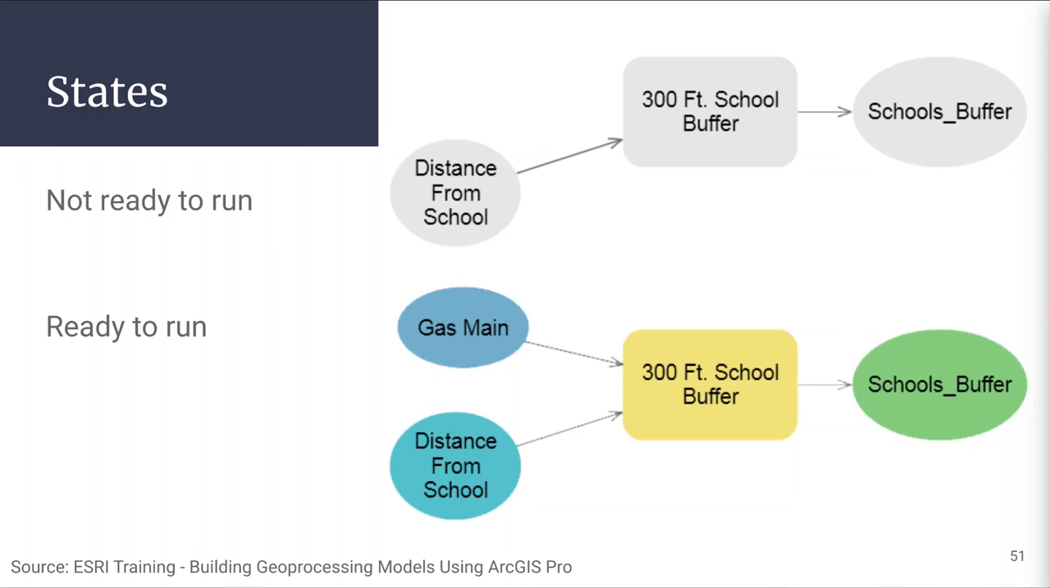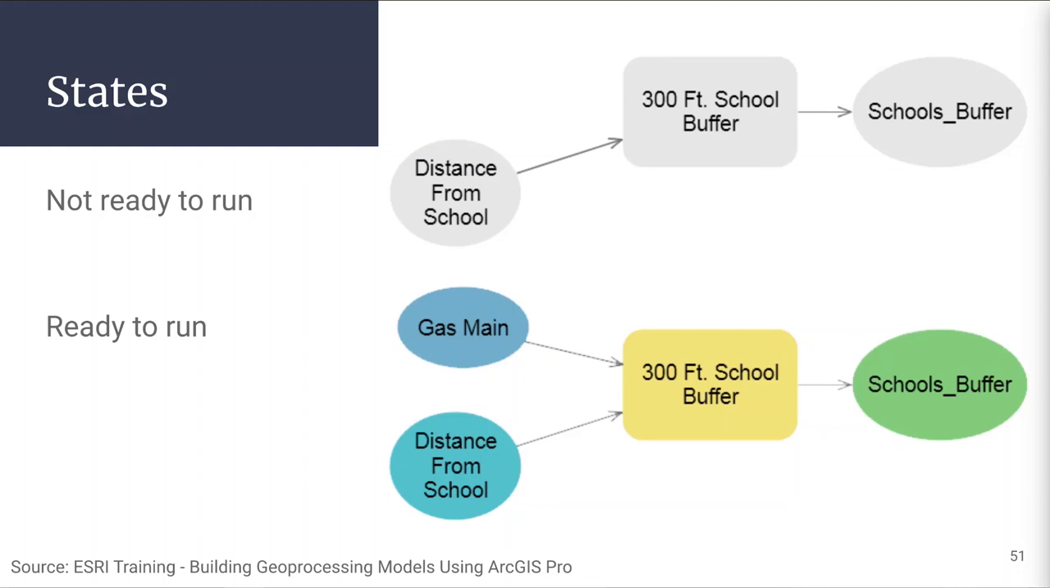Maybe all the data that's required to run the tools that you've put into your model isn't connected in the right way, or there's missing input data, so these tools can't be run. Otherwise, there could be some other problem with it. So in this case, the 300-foot school buffer actually needs more info. There's going to be a distance, which is distance from school, but we actually need information on where the schools are. You can't run a buffer around schools if you don't have an input that is where the schools are.